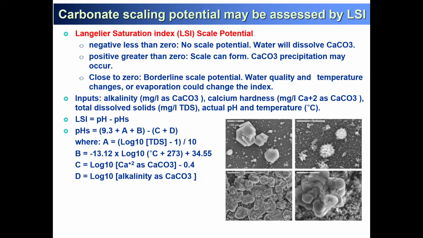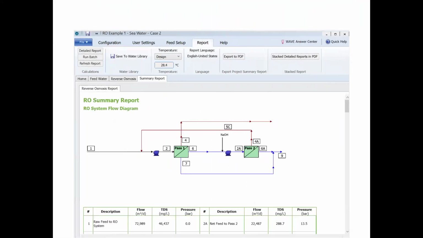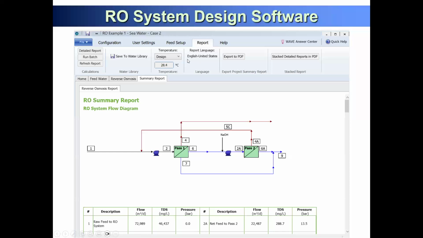So LSI, pH minus pHs, can be calculated automatically from the software if you provide alkalinity concentration, calcium, magnesium concentration inside your software. So if you want to know detail about this fouling potential, you must put in your individual concentrations. Otherwise, this will not provide this value. So that's how they calculate this kind of information. And you just click after you input all your necessary information.